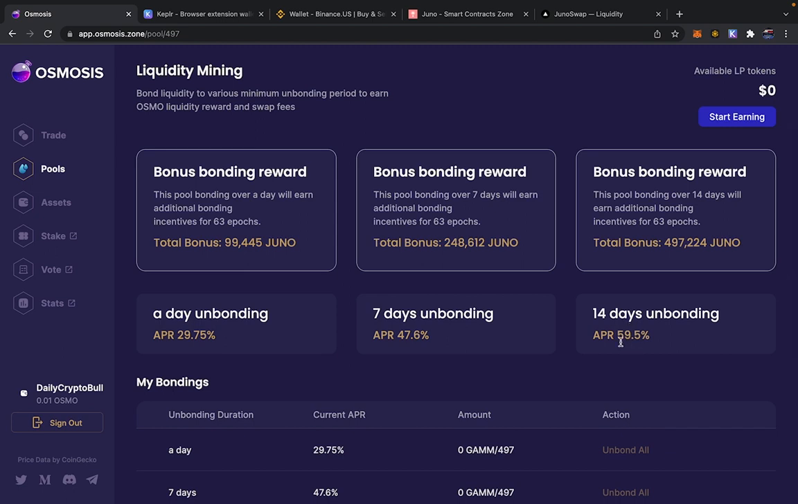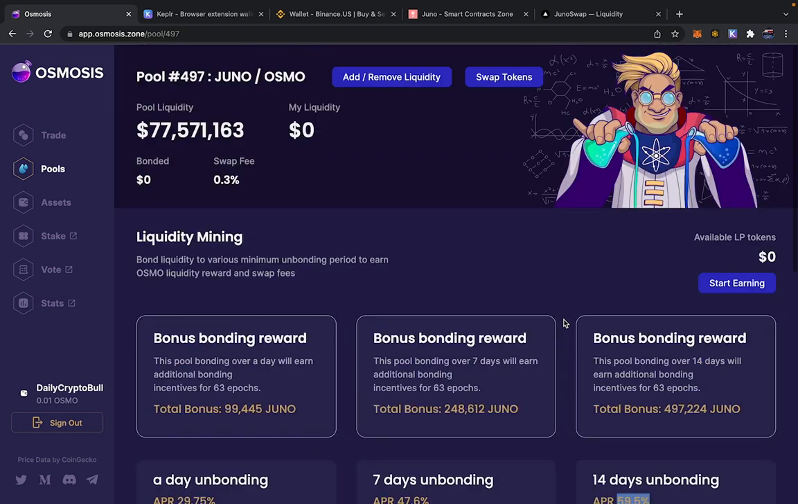in Osmo is going to be my reward token, but Juno is also going to be paying me Juno on top of it, so I'm going to be getting extra APR. Should be about 110% APR because I'll get 59.5% in Osmo and I'll get 59.5% in Juno, so about 110%. So I'm going to do that over here.